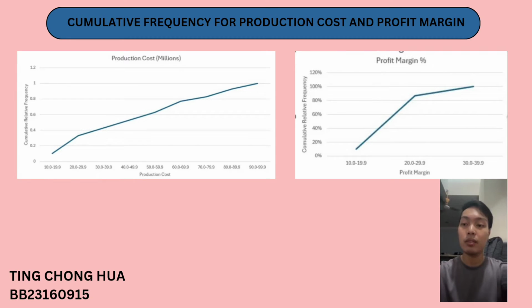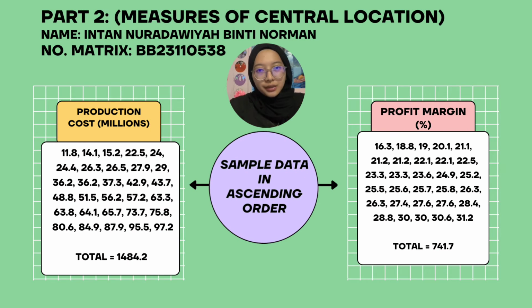As for the comparison between production cost and profit margin, both relative frequency and cumulative frequency for production cost show a more even distribution across intervals. For profit margin, the majority of occurrences are concentrated in one range, which is 20.0 until 29.9%, leading to a sharp increase in the cumulative frequency. Continue to part 2.